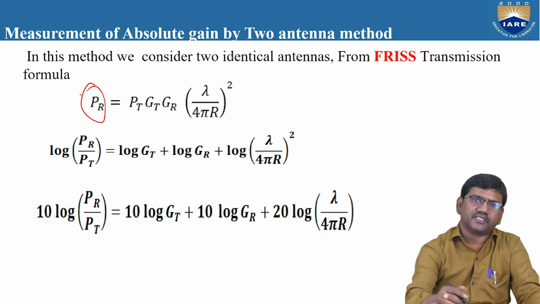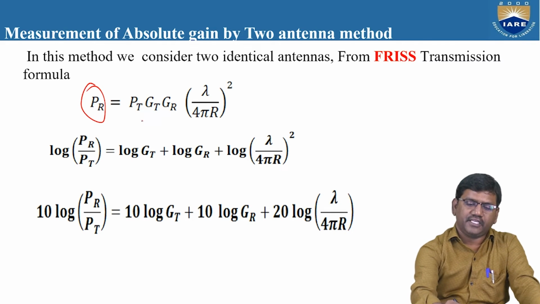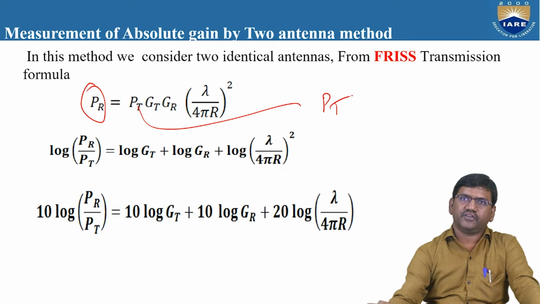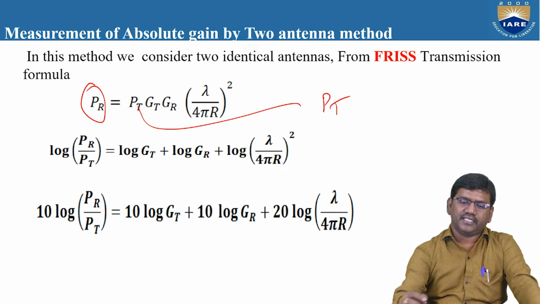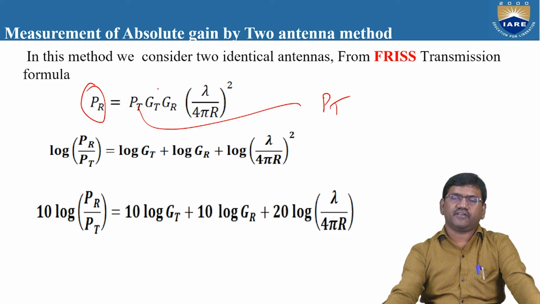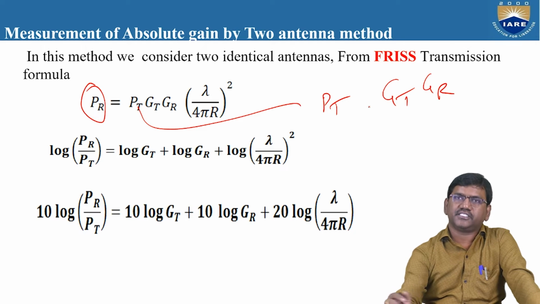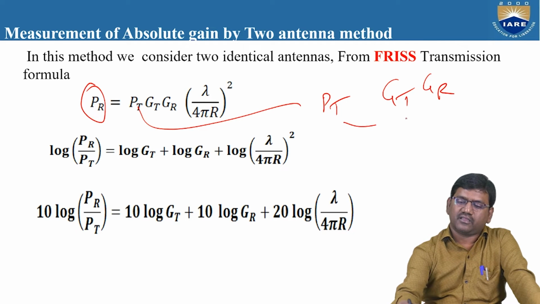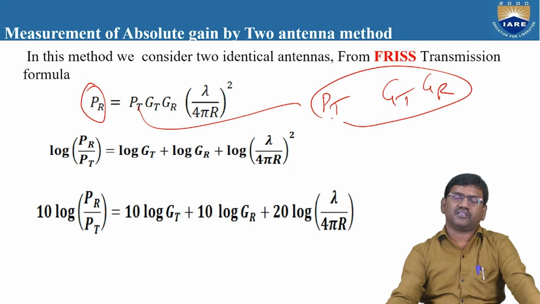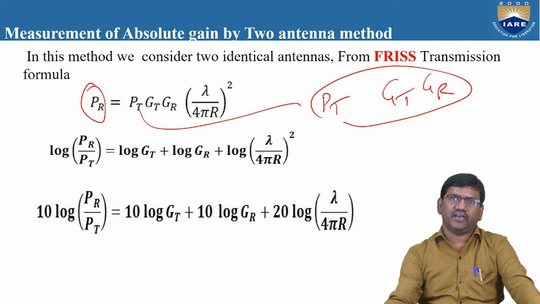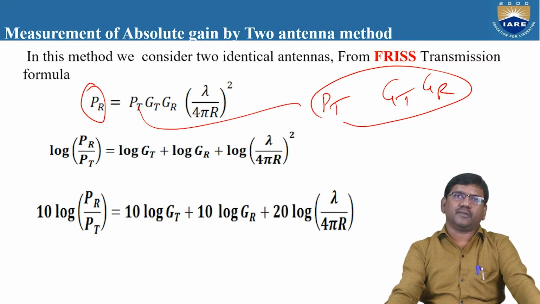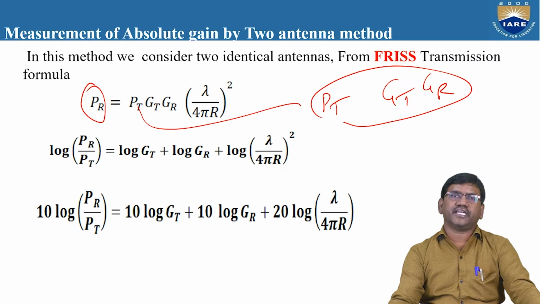Here PR represents the amount of power received, and PT represents the amount of power transmitted. These are known parameters. The gain of the transmitting antenna and the gain of the receiving antenna are already known to us. PT, GT and GR, these three are the known parameters, or predefined values. And capital R represents the total distance between the transmitting antenna and the receiving antenna.